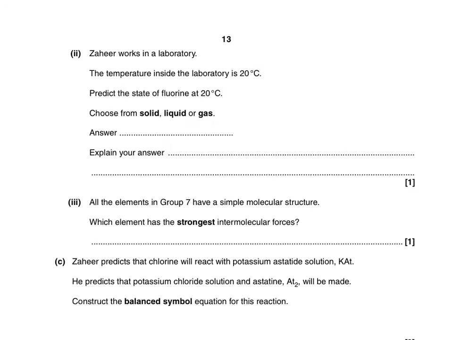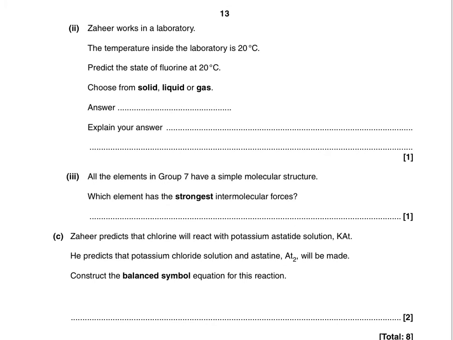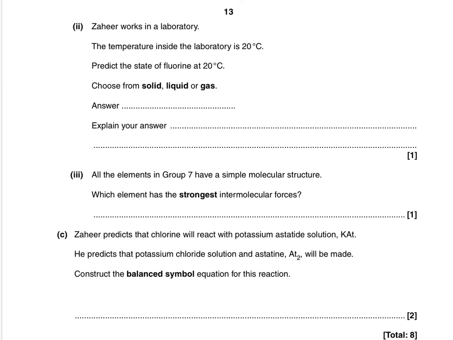Let's move it on. So, Zahir works in a laboratory. Lucky Zahir. The temperature inside the laboratory is 20 degrees. Predict the state of fluorine at 20 degrees C. Choose from solid, liquid, or gas. Okay, so what we have to say straight away is obviously it is a gas. And to get the full mark, we need to make sure that we say, because the boiling point is less than 20 degrees C. So we know it would have been turned into a gas.